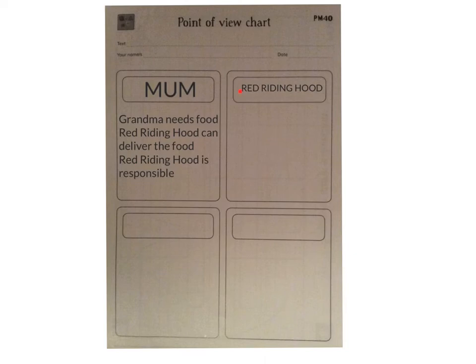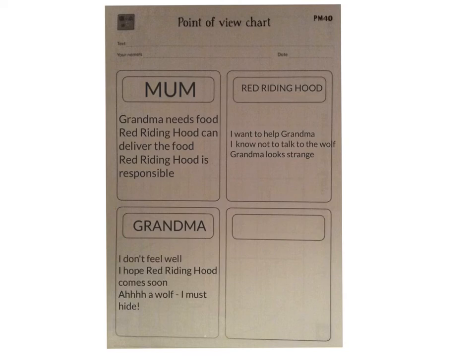So now we're thinking of it from Red Riding Hood's point of view. So the things that Red Riding Hood is thinking is, I want to help Grandma, I know not to talk to the wolf, and Grandma looks strange. And now thinking about it from Grandma's point of view. So Grandma's thinking, I don't feel well. I hope Red Riding Hood comes soon. Ah, a wolf! I must hide.